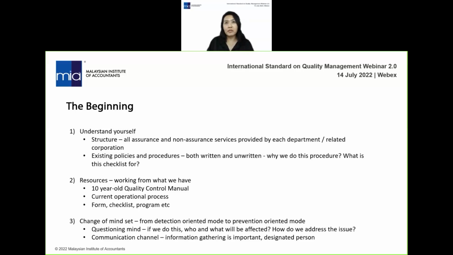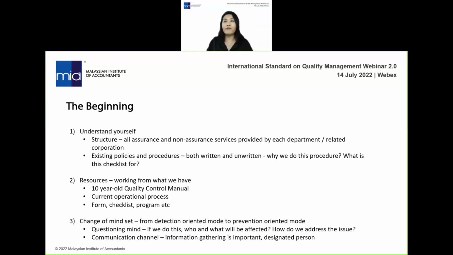So that is very important, because that is to identify what are the risks that we will face. Okay, so this is the very first step of the risk assessment process, that is to understand ourselves. Then we will have to look into our existing policies and procedures, whether written or unwritten, no problem, right?